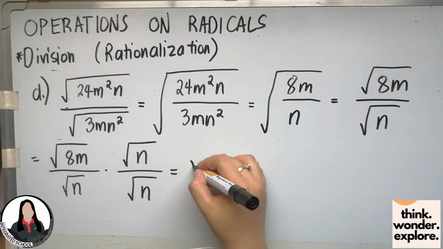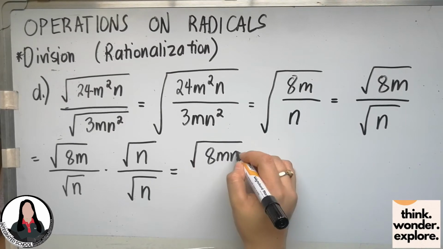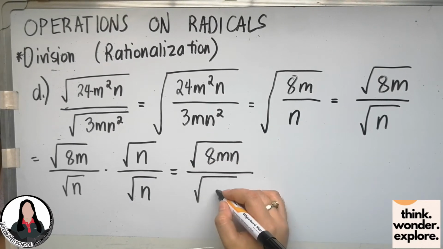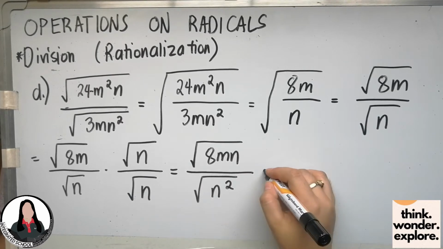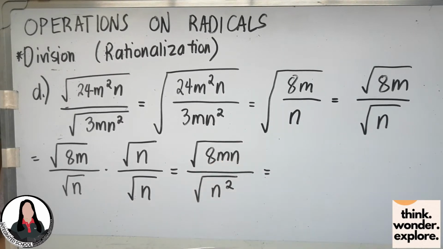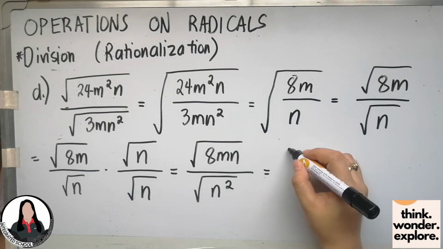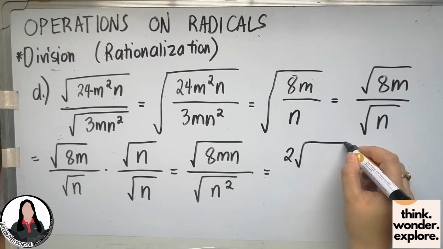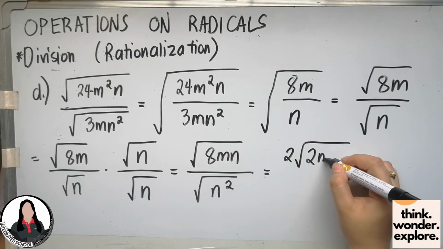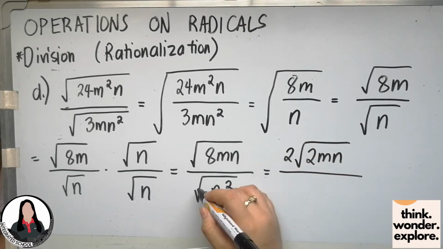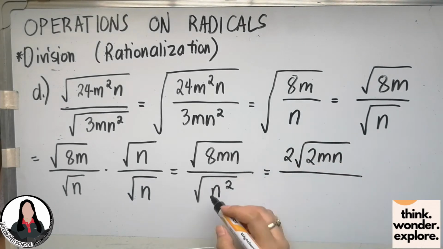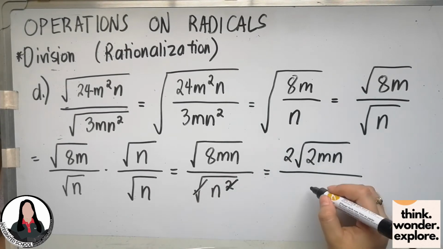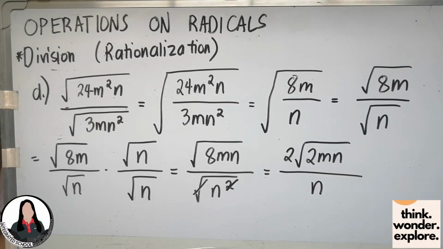Then let's multiply. We have the square root of 8mn all over the square root of n squared. And then, let's simplify by laws of radicals. Square root of 8 is 2 square root of 2, and then mn all over, according sa laws of radicals again, pwede natin itong i-cancel since equal ang index at exponent ng radicand. So we will get n. Therefore, our final answer is 2 square root of 2mn all over n.